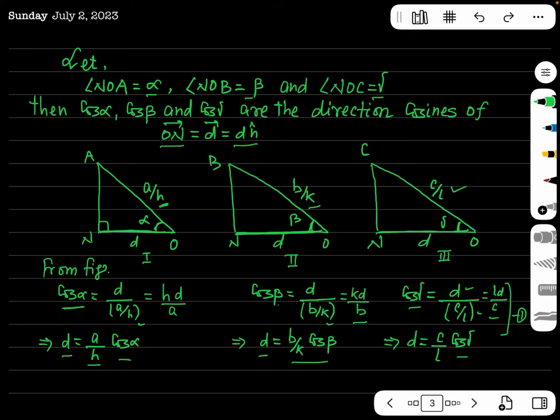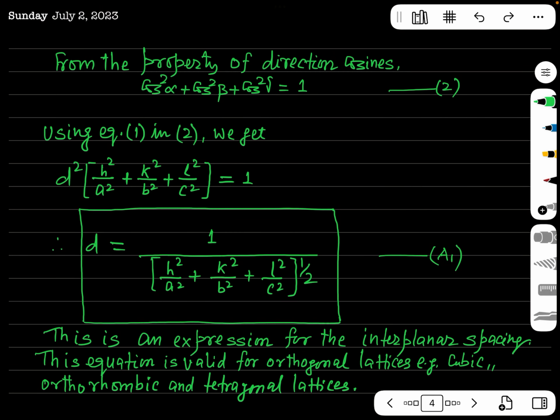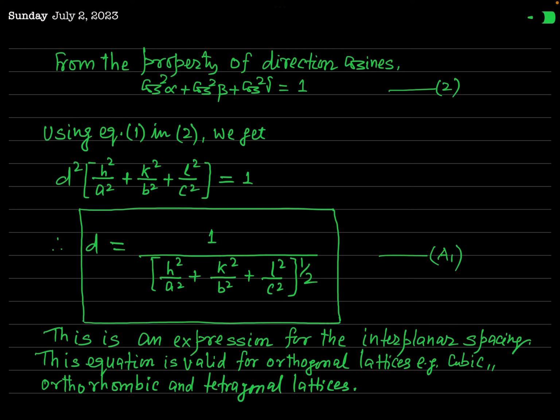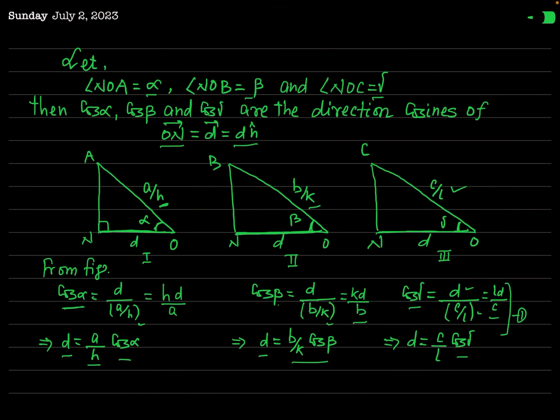Now, one very important property of direction cosines is that the sum of the squares of the three direction cosines is equal to 1. So you can write that cos square alpha plus cos square beta plus cos square gamma equals 1. Now we will substitute the values of cos alpha, cos beta, and cos gamma from equation 1 into equation 2. You can see cos alpha is h times d by a, cos beta is kd by b, and cos gamma is ld by c.